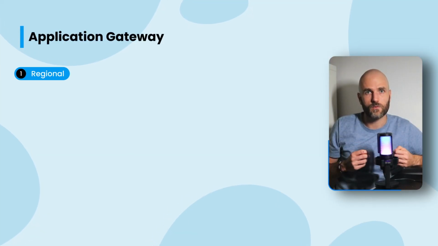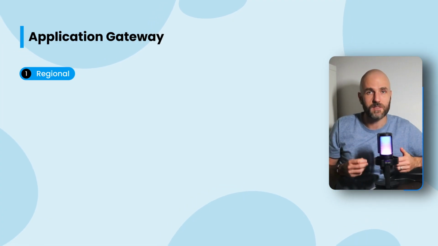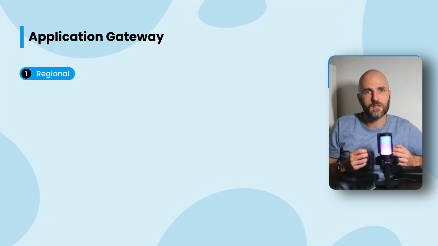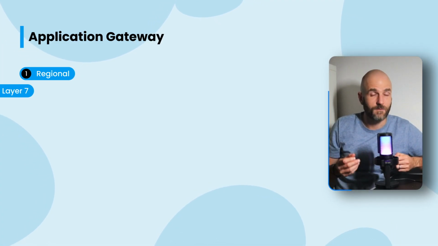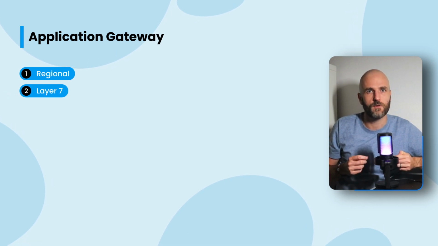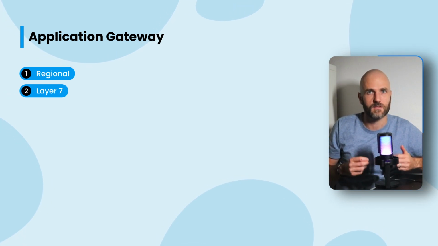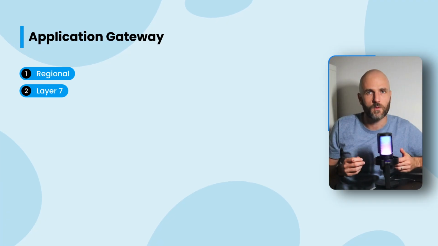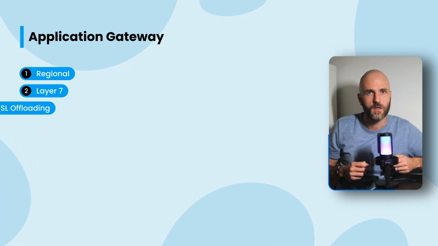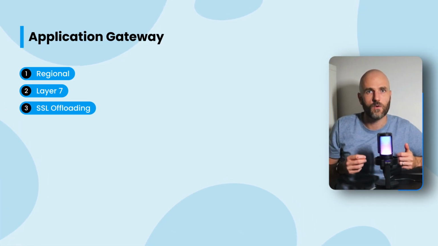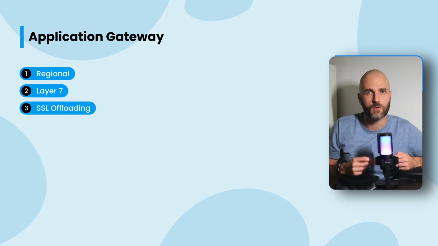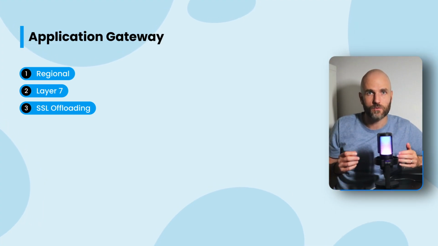But what if you need that smart mailroom assistant who actually reads the mail? That brings us to our second regional service, Application Gateway. As the name suggests, this is a specialist. It's a layer 7 load balancer designed specifically for web applications. Because it understands HTTP, it has a few superpowers. It can perform SSL offloading, which means it handles all the complicated encryption and decryption work, freeing up your web servers to just serve content.